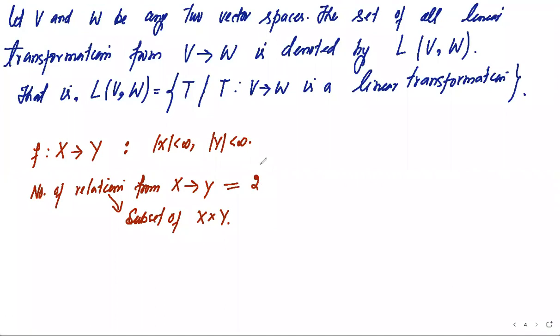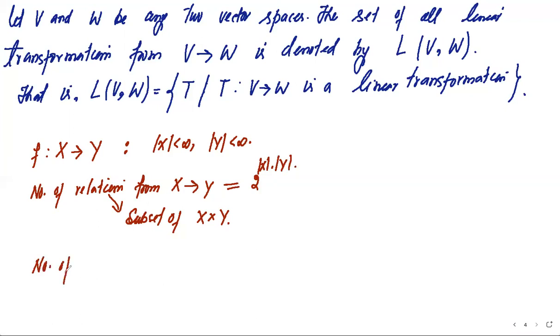So it is 2 power cardinality of x into cardinality of y. This is the number of relations from x into y. Now, all the relations may not be functions. So now let us restrict these relations to functions only.